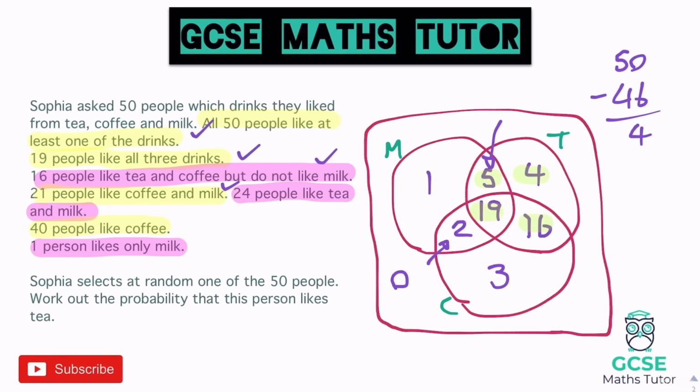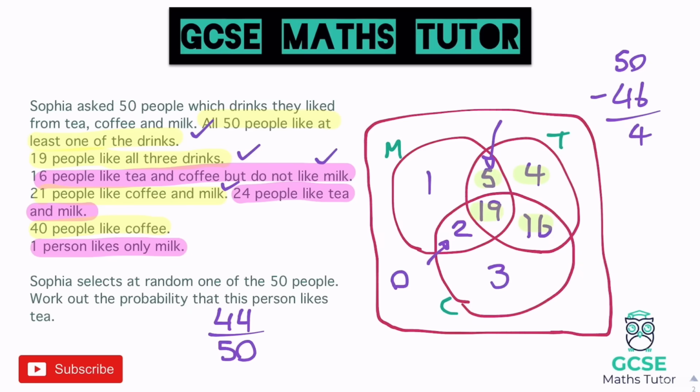So the amount of people that like tea, if we add them all together, 5 plus 4 is 9, plus the 19 is 28, plus the 16, what does that give us? 19 plus 16 plus 5 plus 4 gives us a total of 44 people that like tea. So there's 44 people that like tea out of a total of 50 people, so it's 44 out of 50. 44 of those 50 people like tea, and the rest don't like tea.